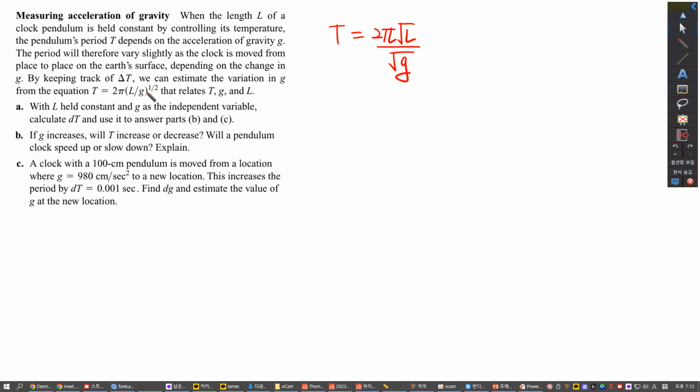This half power means the square root. So if we differentiate this equation, can you differentiate this one? What's the derivative of this? Can you find the derivative of g to the minus half power?